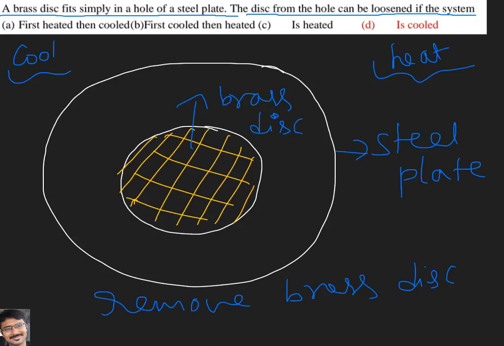First of all, one thing you have to know. One secret is there here. What is the information related to alpha of brass and steel? Alpha of brass is greater than alpha of steel. This information we have to know well. Without knowing this information, we can't solve this problem. So alpha of brass is greater than alpha of steel.